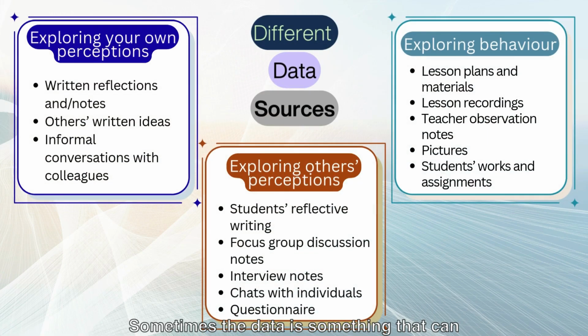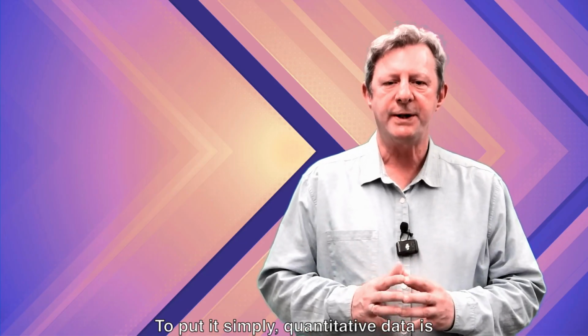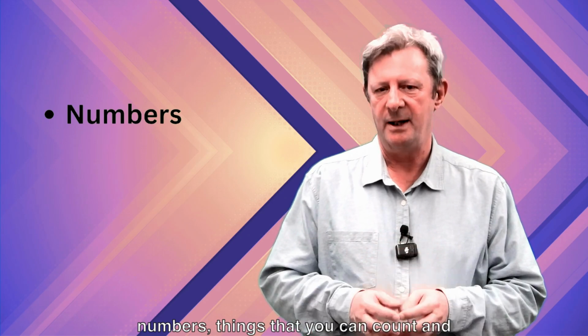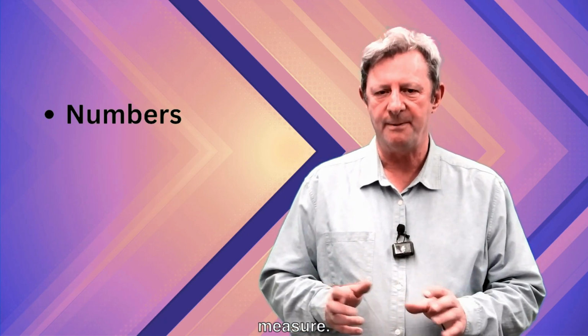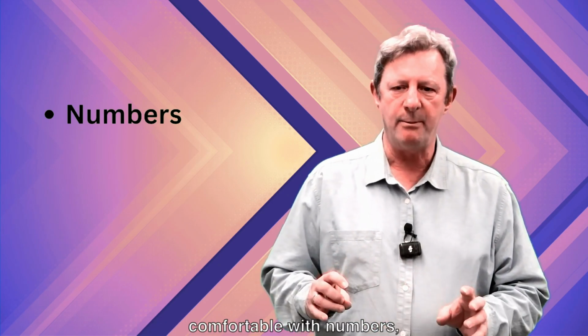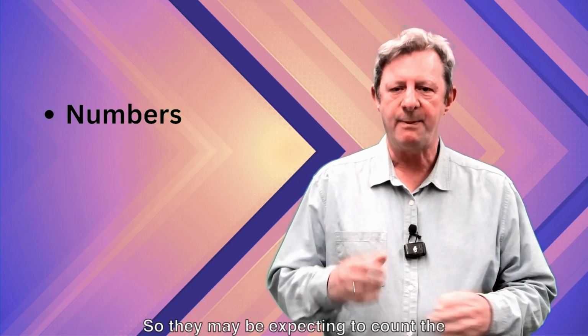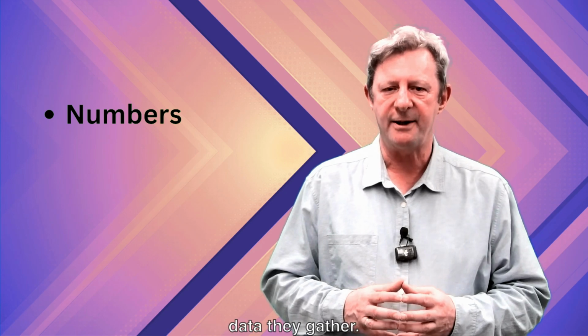Sometimes the data is something that can be counted. For example, numbers of students agreeing or disagreeing with some statements on a questionnaire. And we call that quantitative data. To put it simply, quantitative data is numbers, things that you can count and measure. It's common for teachers to be relatively comfortable with numbers as we use them every day. So they may be expecting to count the data they gather.